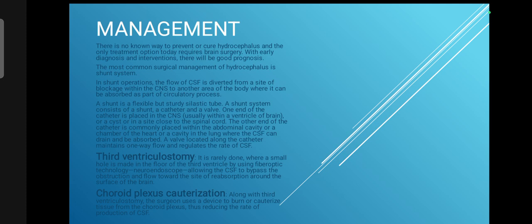Then, third, ventriculostomy. It is rarely done, where a small hole is made in the floor of the third ventricle by using fiberoptic technology, a neuroendoscope, allowing the CSF to bypass the obstruction and flow toward the site of reabsorption around the surface of the brain. Next, the choroid plexus cauterization. Along with third ventriculostomy, the surgeon uses a device to burn or cauterize tissue from the choroid plexus, thus reducing the rate of production of CSF.